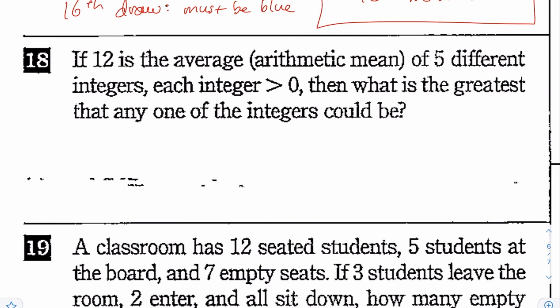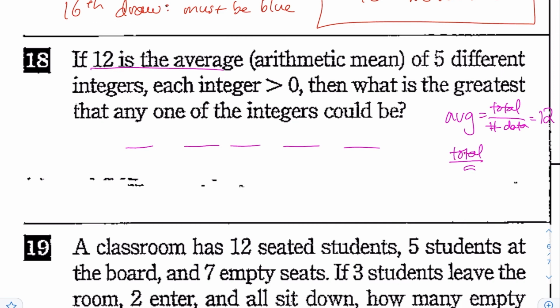All right, next for number 18, if 12 is the average arithmetic mean of 5 different integers, and each integer is greater than 0, then what is the greatest that any one of these integers could be? So 12 is the average of 5 different numbers. The average is equal to the total divided by the number of data, and that's equal to 12. So in this case, the total divided by 5 is equal to 12. If you multiply both sides by 5, you get that the total is equal to 60. So these 5 numbers have to add up to 60.